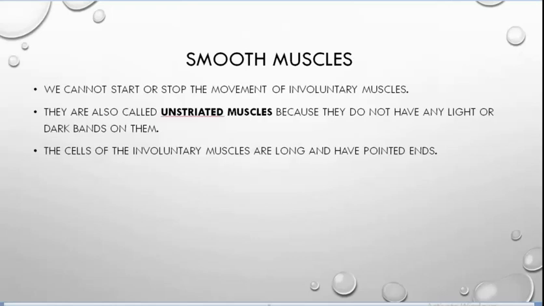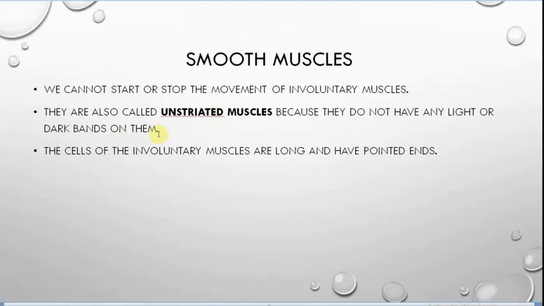Before that, let me discuss the smooth muscle. We cannot start or stop the movement of smooth muscles. Smooth muscles are involuntary muscles, so they cause involuntary actions. That means this movement cannot be controlled by our will. They are also called unstriated muscles because they do not have any light or dark bands on them. Unlike the striated muscle, these smooth muscles are completely different in structure.